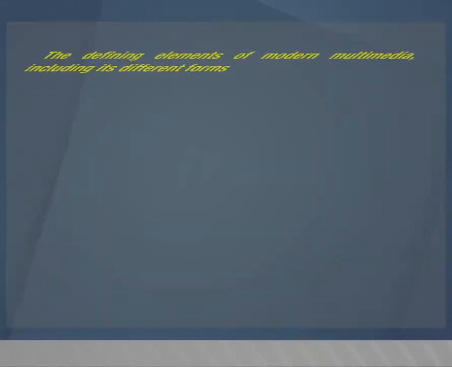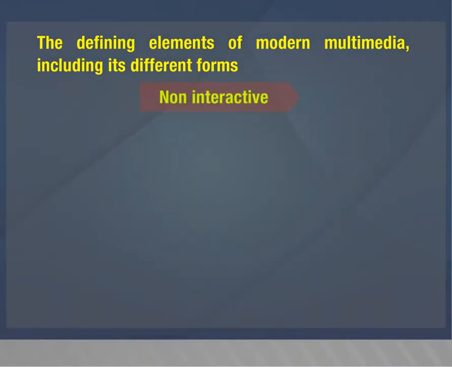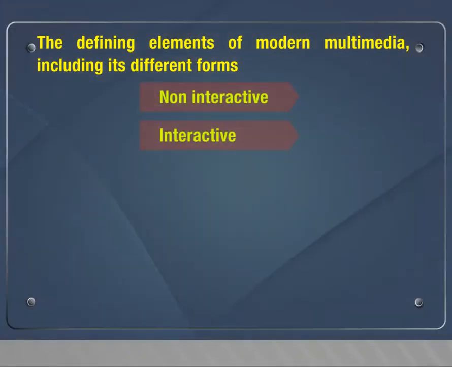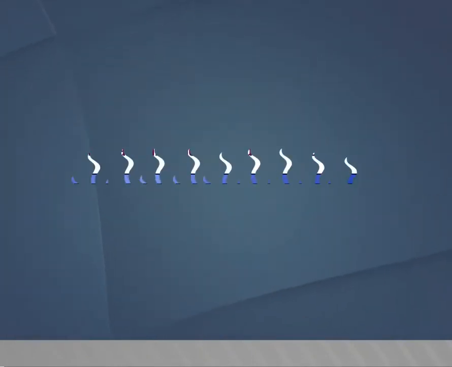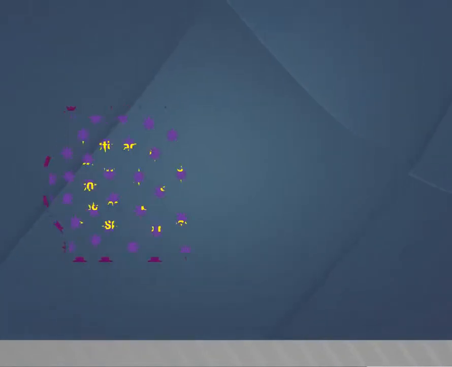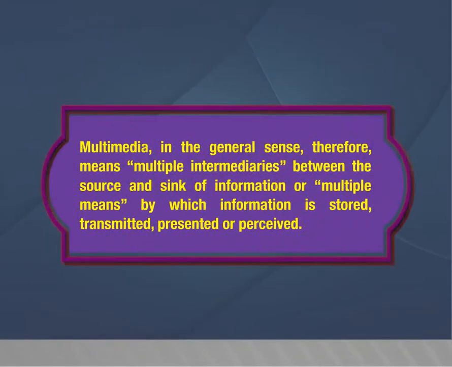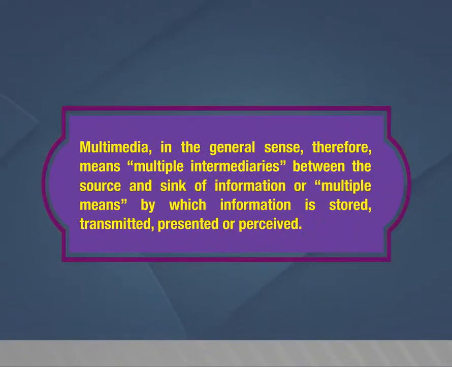The defining elements of modern multimedia, including its different forms: non-interactive, interactive, basic, hypermedia, adaptive, immersive. The word multimedia comes from the Latin words multus, which means numerous, and media, which means middle or center. Multimedia, in the general sense, therefore means multiple intermediaries between the source and the sink of information, or multiple means by which information is stored, transmitted, presented, or perceived.